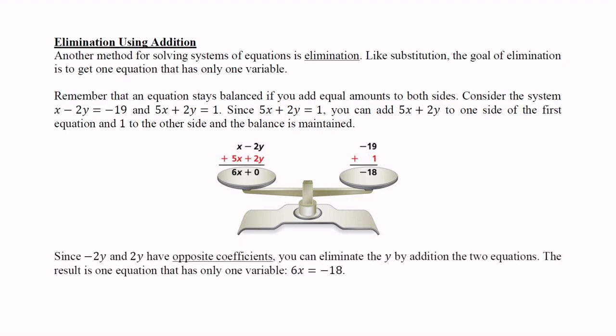And when we do that, since negative 2y and 2y have opposite coefficients, you can eliminate the y by addition, by adding the two equations. The result is one equation that has only one variable, 6x equals negative 18.